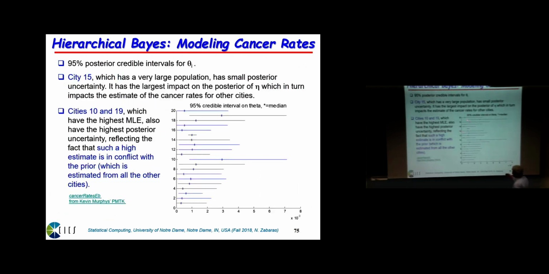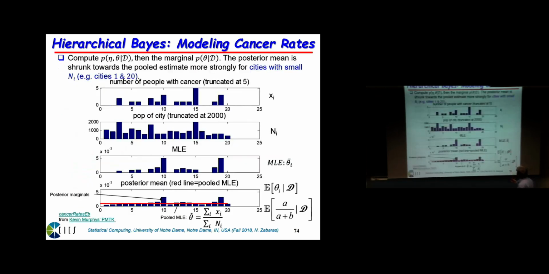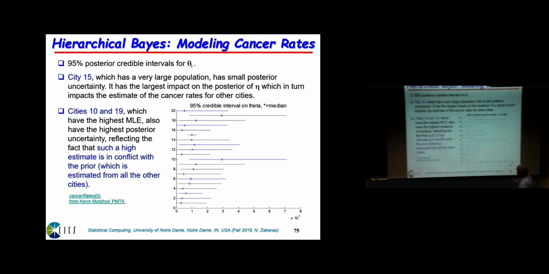Okay, let's look at 19, for example. What is 19? Okay, so 19 is here. In this case, the MLE estimate looks very big, the same thing as 10. And now the MLE estimate, when you go to the posterior mean, has dropped significantly, okay, because you are sharing now information from the other cities, and you notice the uncertainties on 19 and 10 are significantly higher, okay?